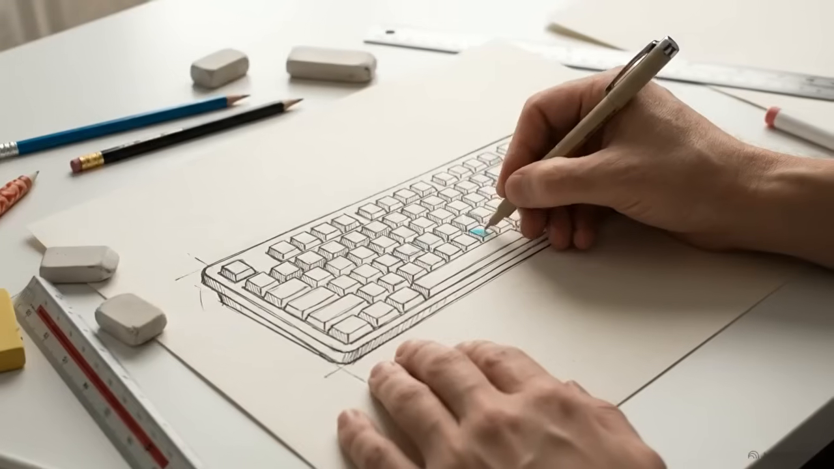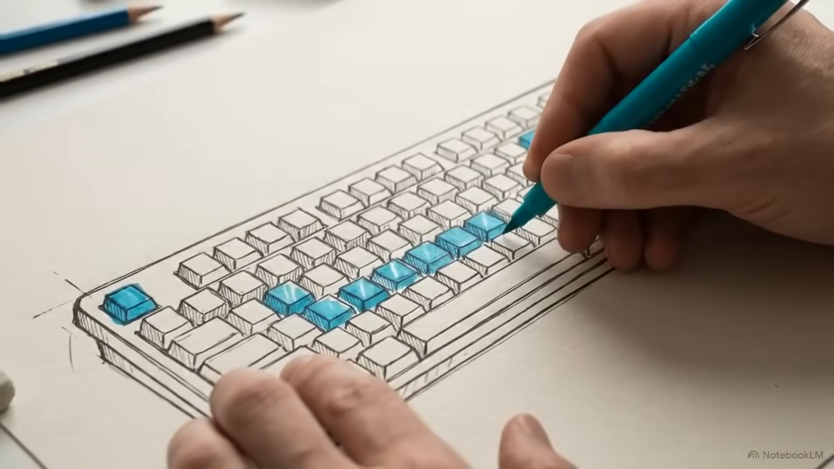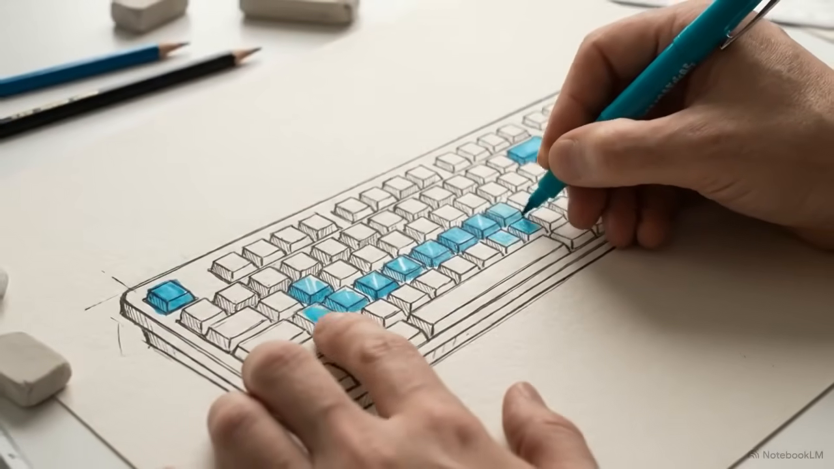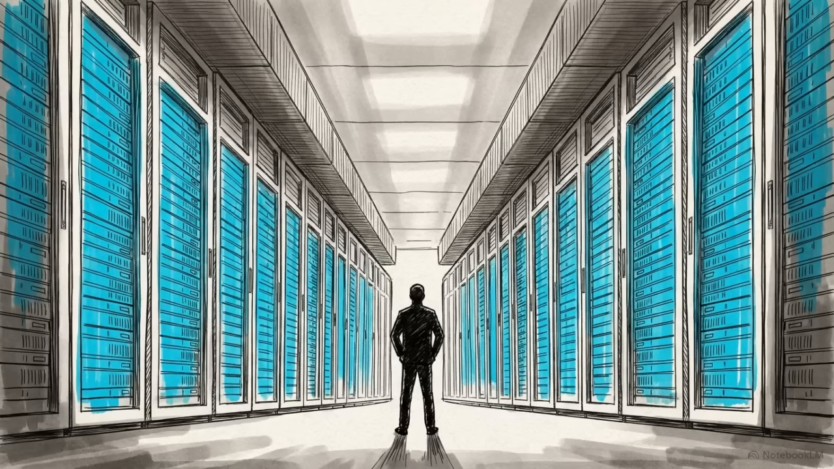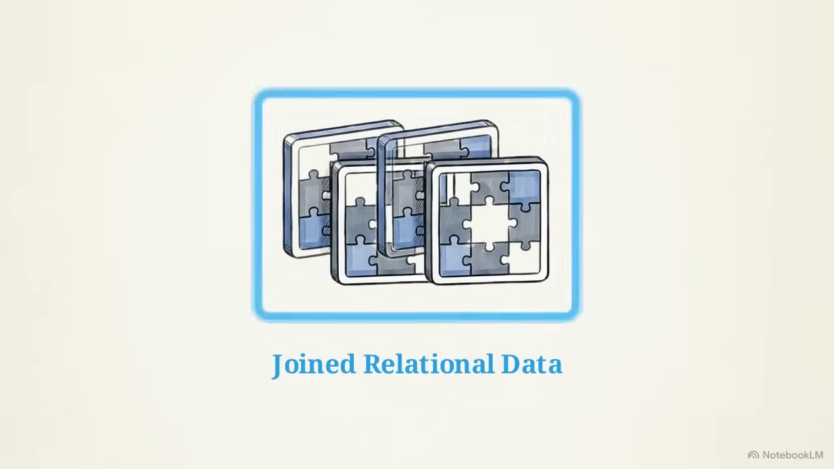Now that you know the sequence, it is time to open your own SQL editor and apply these commands to your own datasets. Mastering these 6 clauses allows you to navigate almost any relational database in the industry. Once you can filter and aggregate data with these commands, you can begin exploring multi-table joins.